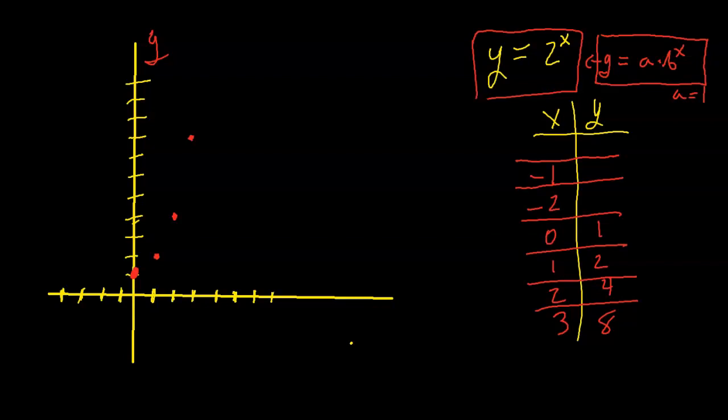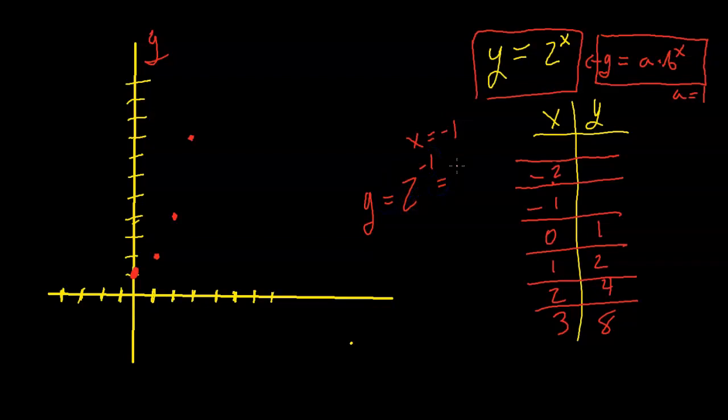Okay, so now let's look at negative numbers. Let's look at -1. First of all, I should rearrange these, right? -1 should come before -2, shouldn't it? There's -1, there's -2. Let's try to plug in x equals -1, right? Okay, that means y is going to equal 2 to the negative first power.